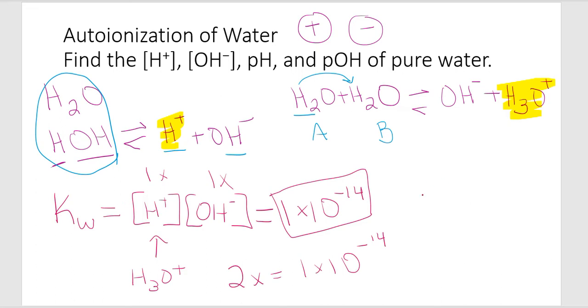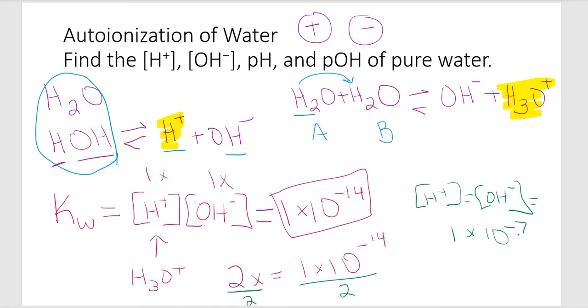Right, so when we look for hydrogen and hydroxide, they're the exact same amount because they are in water, right? It's a 1-to-1 ratio. And so when we divide this by 2, we're going to get hydrogen equaling hydroxide, because they're the exact same, they're both X, and it's going to be 1 times 10 to the negative 7. So when we look for the pH of water, or the pOH of water, our pH is always 7, right? And it's because of that exponent right there.